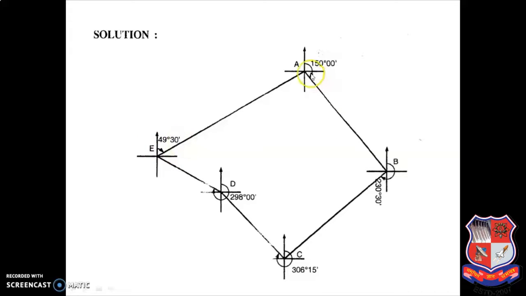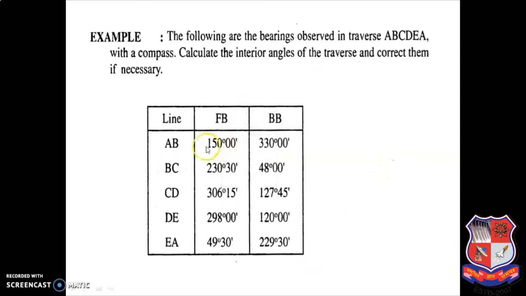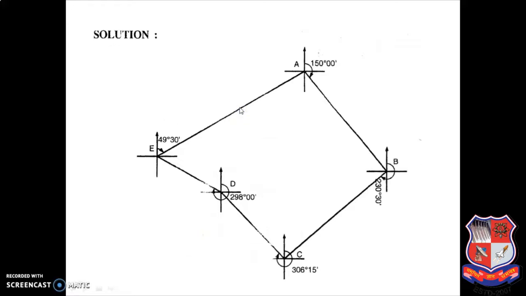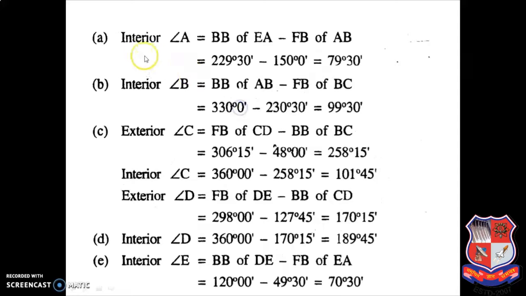Okay, this is all the length of the line. It is as per your choice, means distance is not given, so you can take roughly. Just take all the forebearing readings of all the lines and complete your traverse. Once you complete your traverse, you have to calculate the angle.